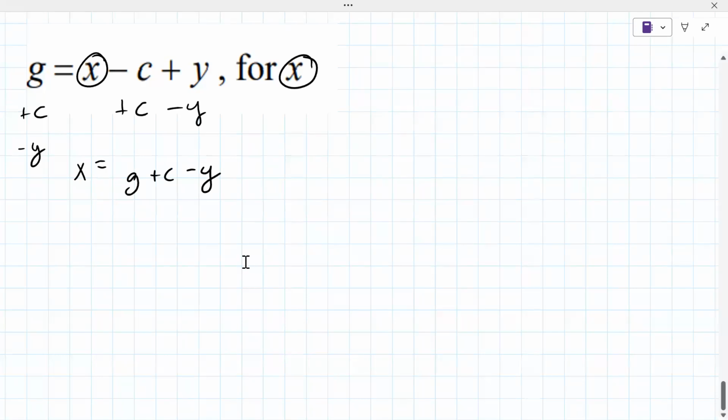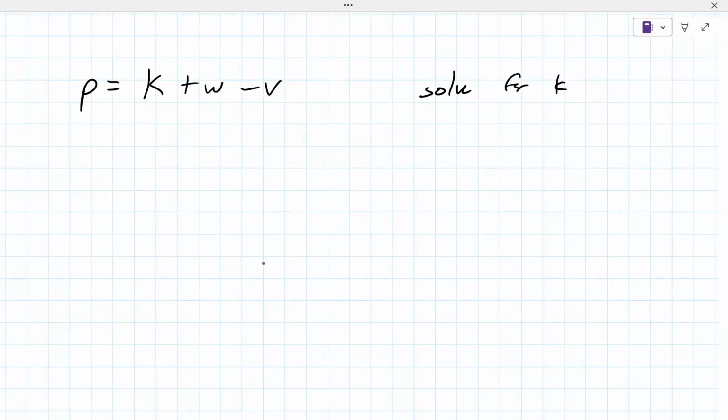Okay. Let's try another one here. So it's the one always by the variable, away from the variable? Yes. All right, starting. Solve for K, please.